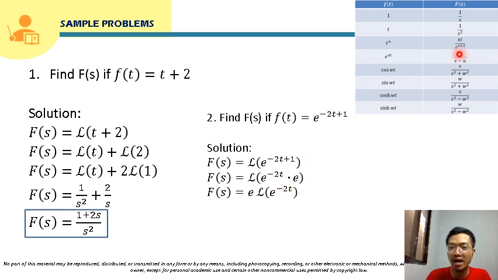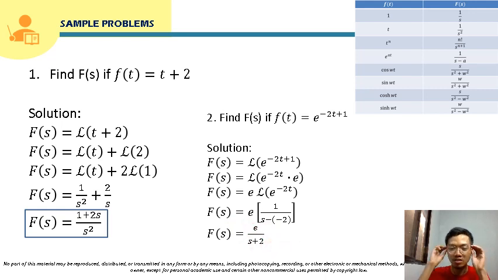So if we apply our formula from the table, this will be e times the Laplace transform of e raised to negative 2t, which is 1 over s minus a, wherein our a is negative 2. Simplifying that further, that becomes 1 over s plus 2, and then times e, that will just become e over s plus 2. This is now the simplest form, so this is already the answer.